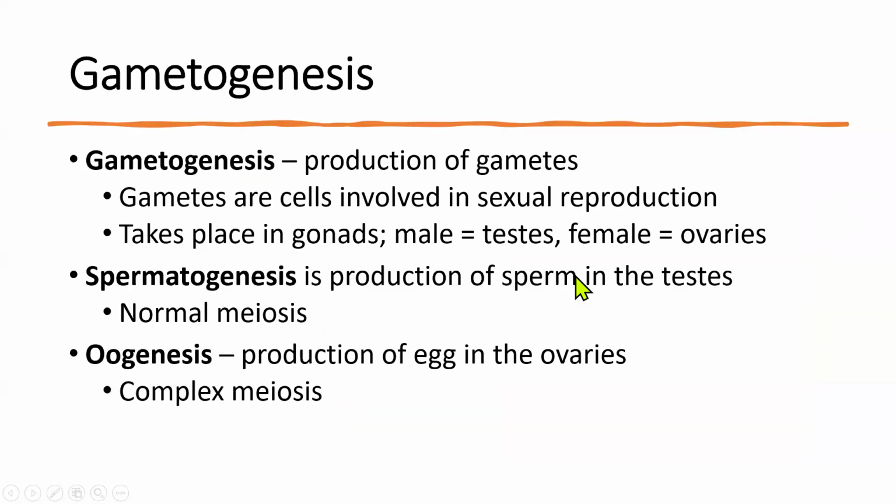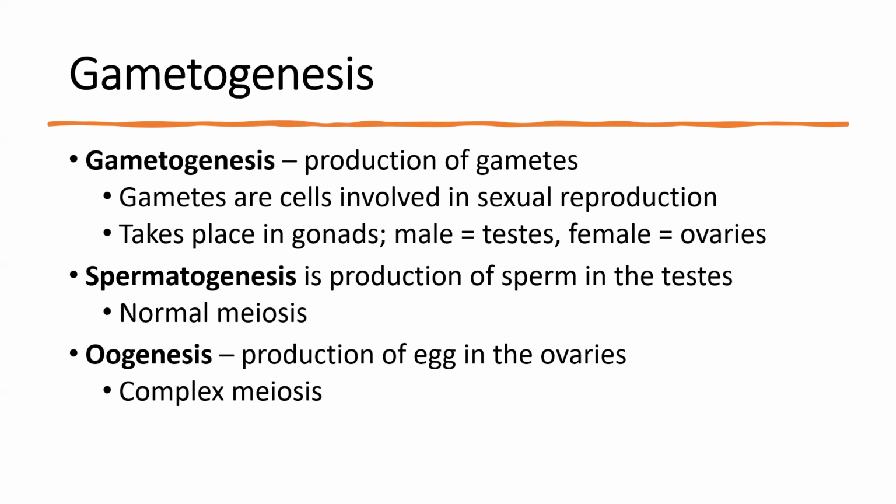Next, I'm going to show you specifically what happens in male and female. In general, the process of producing gametes is called gametogenesis. Genesis is creation of gametes. Technically, gametogenesis is the same as meiosis, but it's just a more specific description, I suppose.